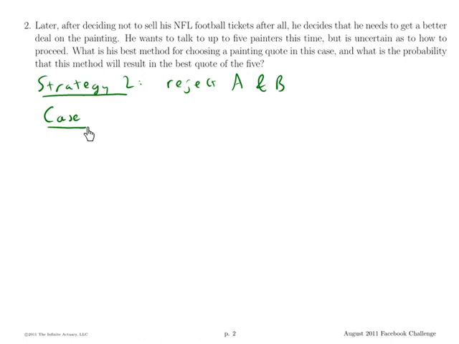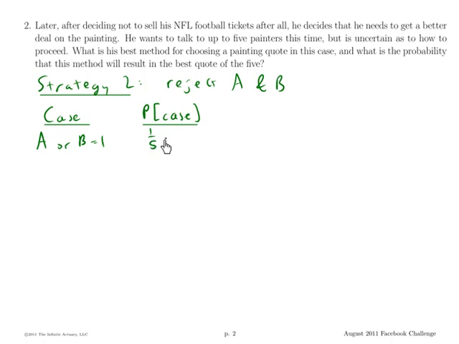So now what are my different cases going to be? Well, now things are a little bit more complicated because I have 2 painters I rejected. One first case I could consider is, what if A or B is equal to 1? What's the probability of that occurring? Well, there's a 1/5 chance that A is equal to 1.